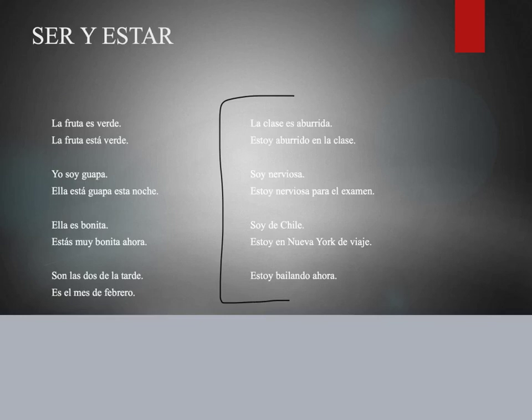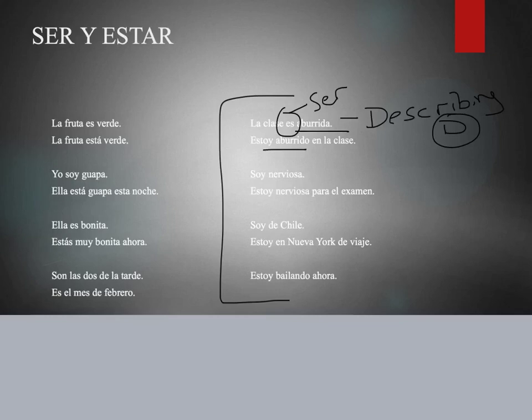Okay, excelente. So if we look at the first one, la clase es aburrida. Here I'm describing or defining the class as boring. So it's a description of the class. So that's why we use the verb ser. Okay, estoy aburrido en la clase. Okay, here I'm talking about my emotion or my feeling. So the last one of place. Okay, in the class. I'm bored. I'm not boring, I'm bored.